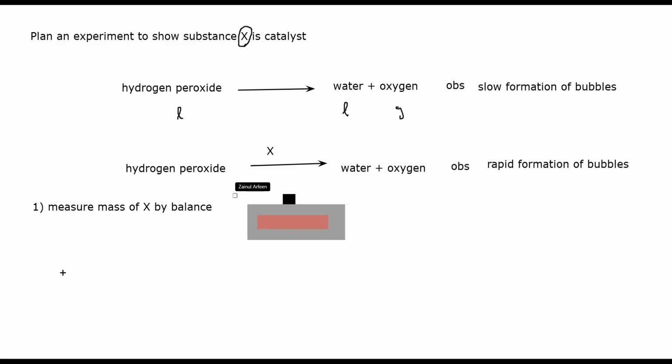Then we will fill the conical flask with 10 cm cube of hydrogen peroxide. It can be any quantity, but it should be a measurable quantity with a specific apparatus. To fill this 10 cm cube of hydrogen peroxide, I can use a measuring cylinder. So fill the conical flask with 10 cm cube of hydrogen peroxide by measuring cylinder.